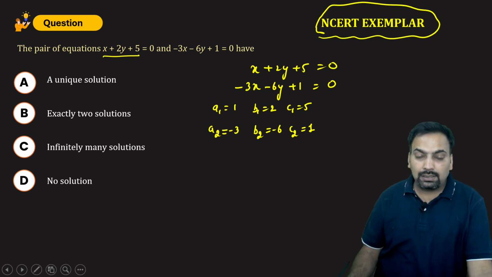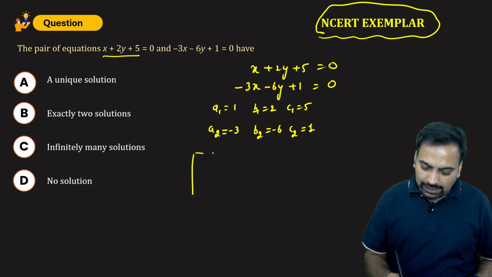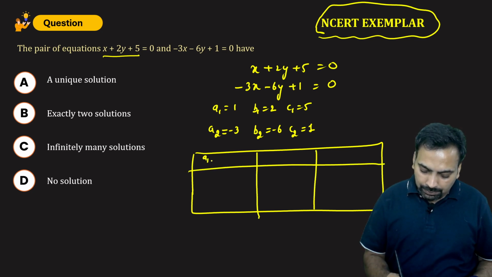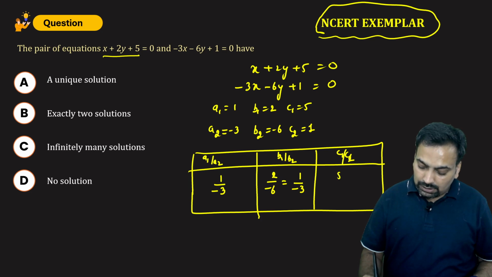So let's find the solution. What is a1 upon a2? We can find it in a table. So what is your a1 upon a2? That is 1 by minus 3, so you can write minus 1 by 3. b1 upon b2, you can write 2 by minus 6. 2 by minus 6 is 1 by minus 3. And what is your c1 upon c2? c1 upon c2 is 5 by 1.